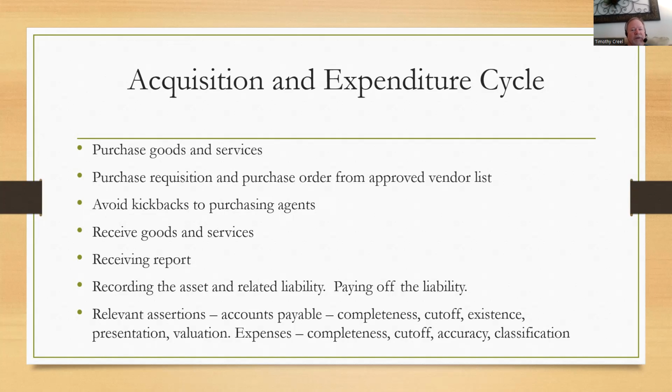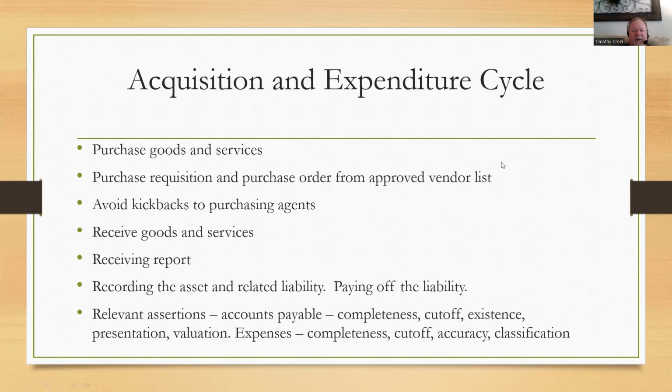So again, these two are related because if you make a purchase, you're going to have to pay for it. You're going to typically do it on credit and then you're going to have to pay for it. So again, these are related. So auditing one or verifying one in a way verifies the other or helps verify the other. So again, that's why as auditors, you look at these two cycles together.